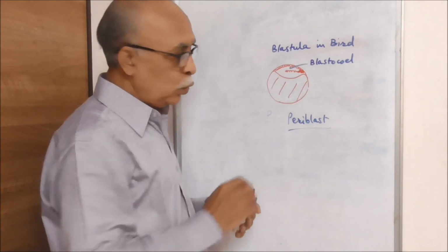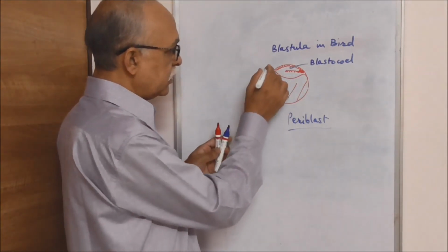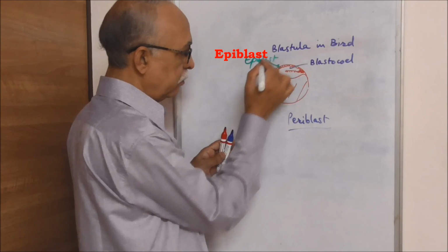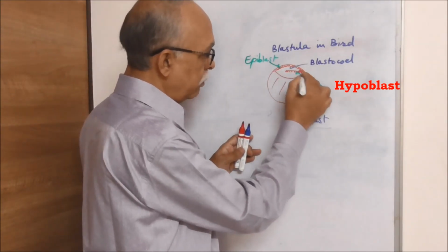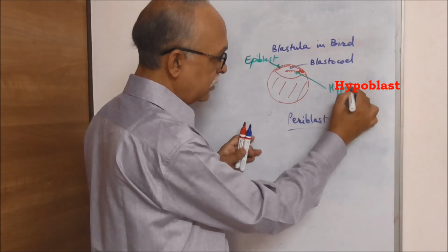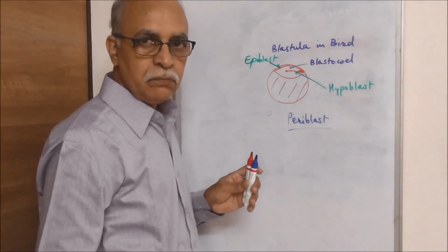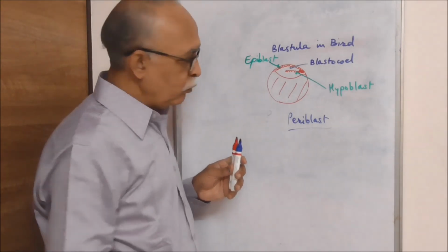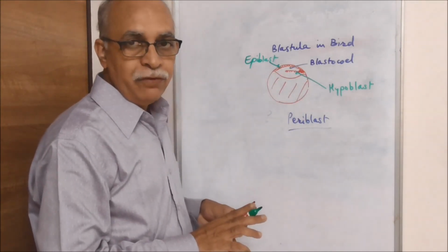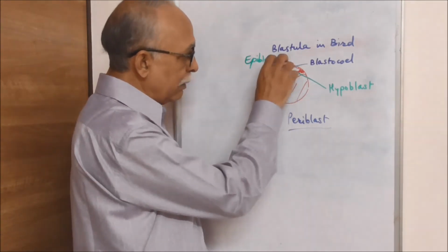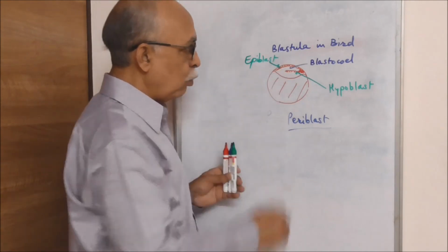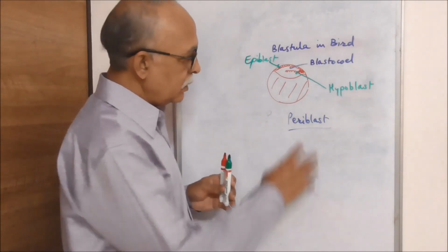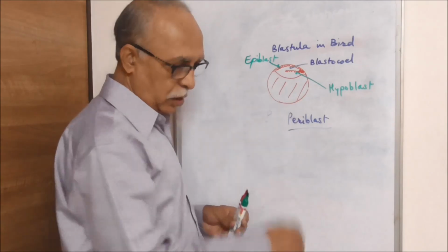These periblast cells would then be distinguished into two layers. This outer layer would be epiblast. The lower layer would be hypoblast. Periblast could be distinguished later on into epiblast and hypoblast. So this is the kind of blastula which is seen in bird. A prominent blastocoel, but only related to a disc-like region. So it's a discoblastula wherein there's a prominent blastocoel surrounded by two types of cells. That is the blastula seen in a bird, maybe a chick.